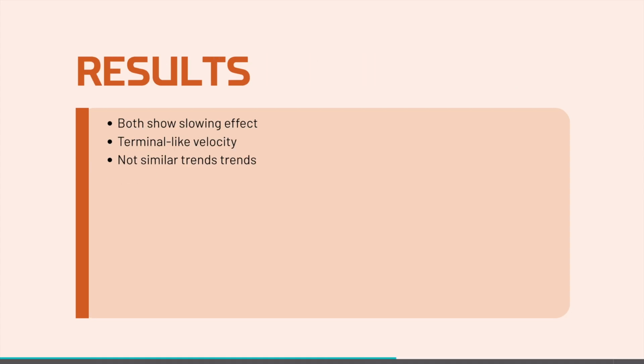Both the experiment and the model show that the magnet slows down and approaches a constant velocity. Even though it does not share the same rate, this agreement suggests that the model captures the key physics of electromagnetic induction.